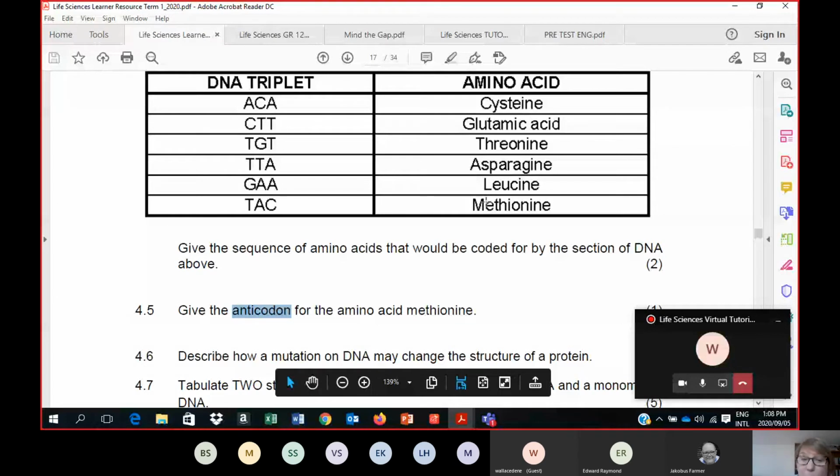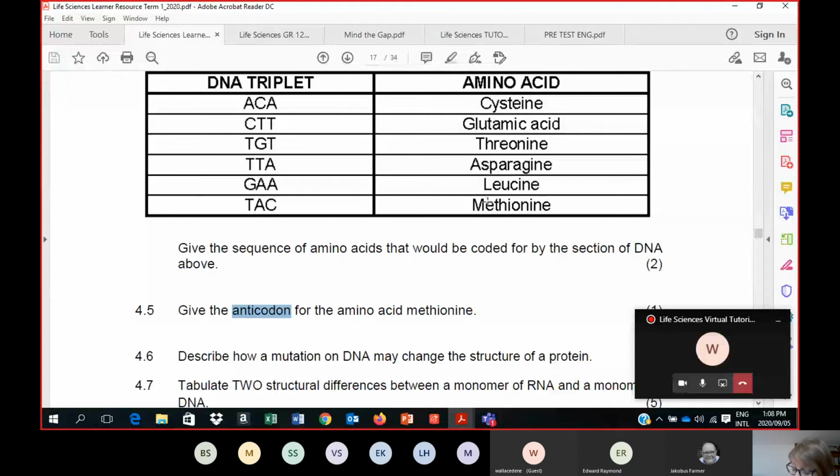So again, we're going to work backwards. If TAC is the base triplet on DNA, then on messenger RNA, opposite T, you're going to have an A, and opposite A, you're going to have a U, and opposite C, we're going to have a G. So that is now the codon on messenger RNA. I hope you're writing that down. So we've got AUG. But now remember, we don't want to know the codon, we want to know the anticodon.